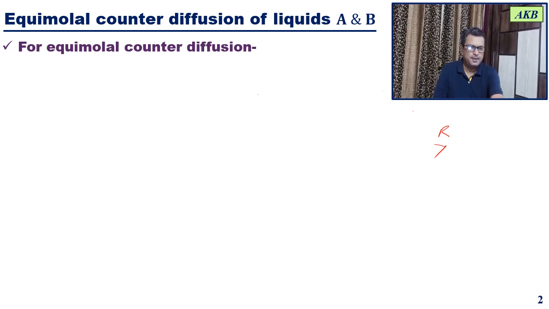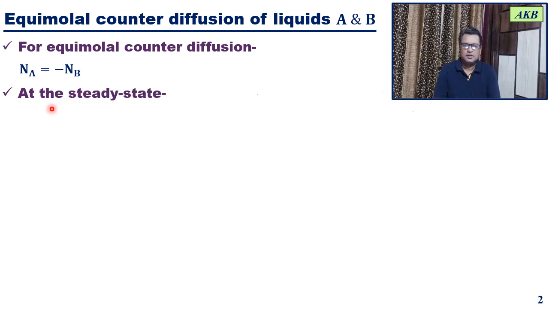So I hope now it is clear to you what equimolar counter diffusion is. Now, how to represent this mathematically? It will be represented by a simple relationship between the molar fluxes of the two components: Na is equal to minus Nb. The magnitude of the two fluxes is the same, but the direction is opposite. The direction is indicated by the presence of a negative sign in the equation. So in short, for equimolar counter diffusion, Na is equal to minus Nb.